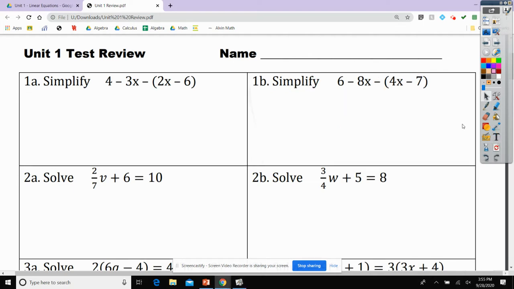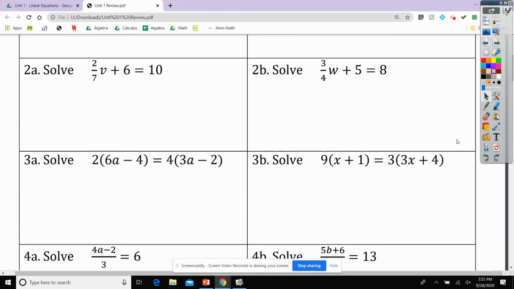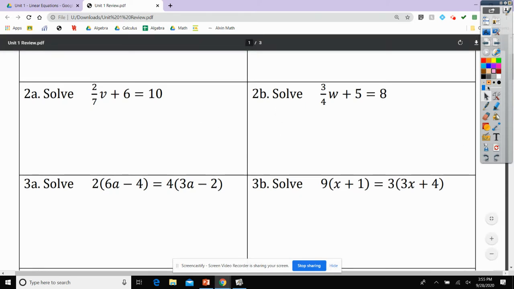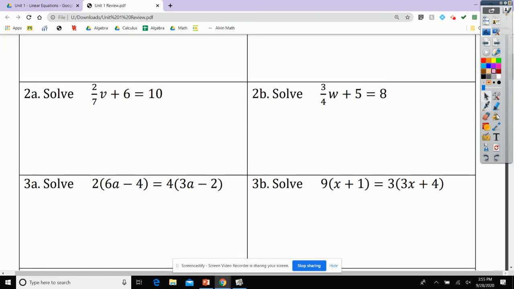For number 2B, we have 3/4 w plus 5 equals 8. So the first step here is to add or subtract. So remember our 5 steps, add or subtract comes before multiply and divide. So to get rid of +5, I would subtract 5 on each side. So these cancel out and I'm left with 3/4 w equals 3.